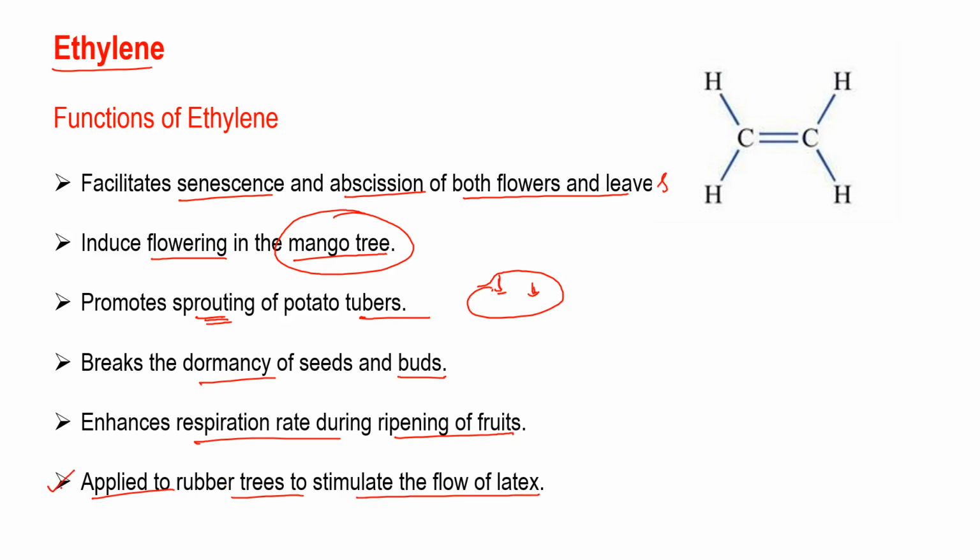Okay, this is again an important point. You have to be specific with this point, because ethylene is applied to rubber trees to stimulate the flow of latex. Okay, and this latex is a liquid or gel-like substance from which we chemically derive the rubber. Those glue-like, sappy, jelly-like structures, which we call latex. Okay, from that we generally make rubber.